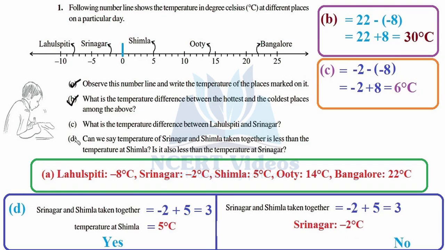C part. What is the difference between Lahaul Spiti and Srinagar in terms of temperature, obviously? Now, you can see Srinagar is at minus 2 degrees Celsius, therefore we write it, and Lahaul Spiti is minus 8 degrees Celsius. We have to find the difference, therefore we subtract, minus is plus, therefore higher is positive, therefore 6 degrees Celsius is your answer. You can also see from here when you do it, it is 6 degrees Celsius.